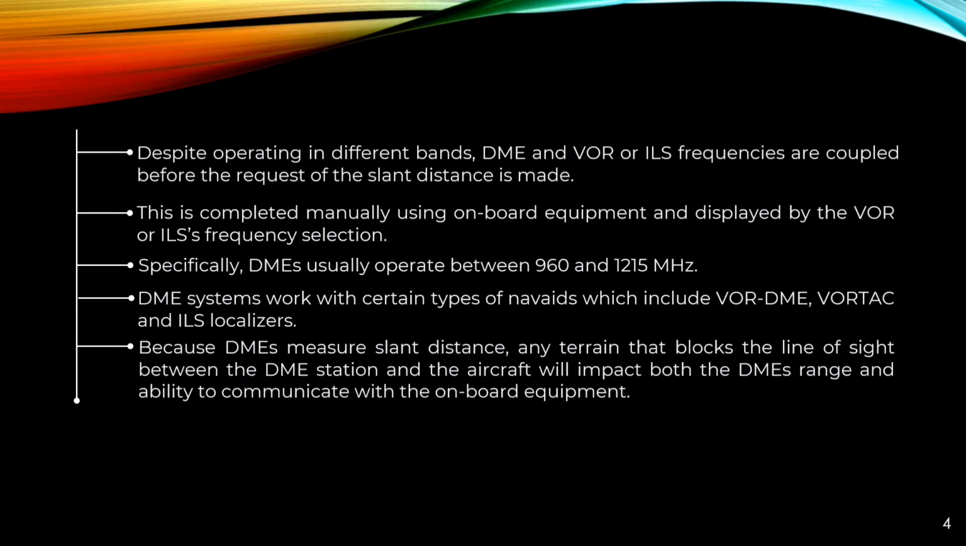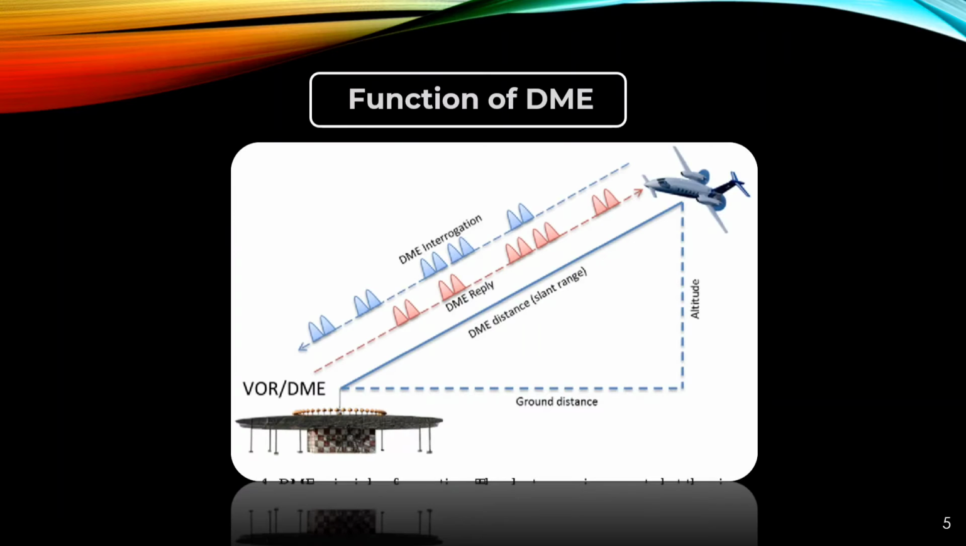Specifically, DMEs usually operate between 960 to 1215 MHz. DME systems work with certain types of nav aids, which include VOR/DME, VORTAC and ILS localizer. Because DMEs measure slant distance, any terrain that blocks the line of sight between the DME station and the aircraft will impact both the DME's range and its ability to communicate with the onboard equipment. Have a look at the figure of the functions of DME.